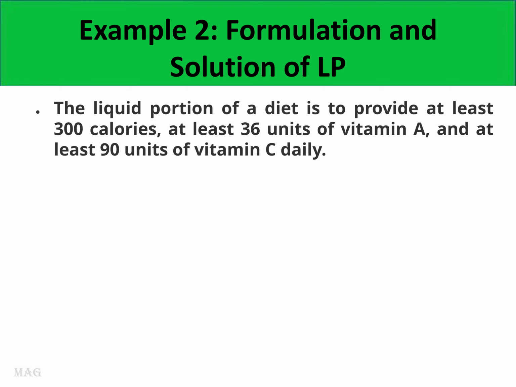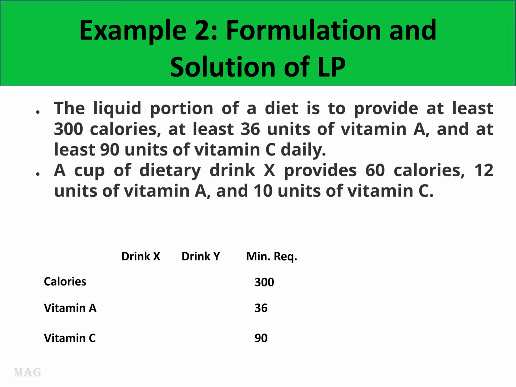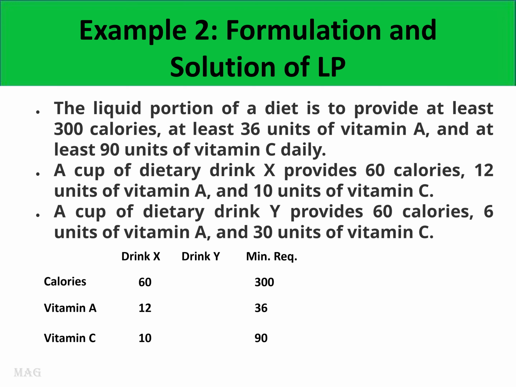For the constraints, it consists of the nutritional requirements for calories, vitamin A, and vitamin C. Now, for the calories, there should be at least 300 calories, at least 36 units of vitamin A, and at least 90 units of vitamin C. Now, drink X provides 60 calories, 12 units of vitamin A, and 10 units of vitamin C, while drink Y provides 60 calories, 6 units of vitamin A, and 30 units of vitamin C.